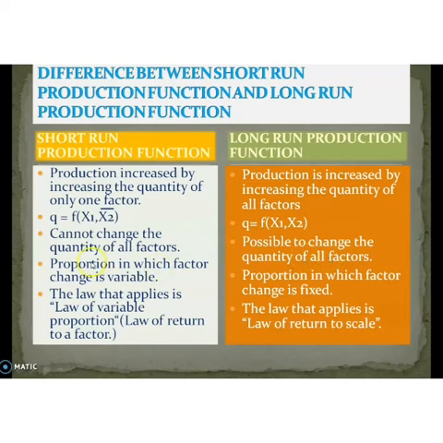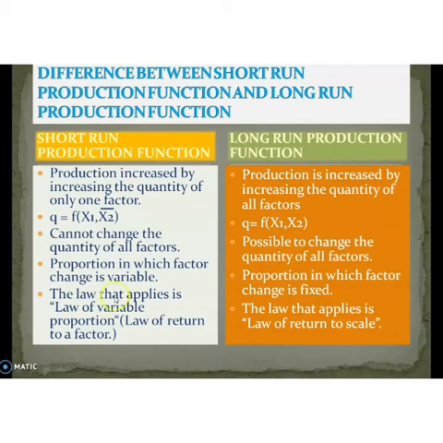Then in the short run production function, the proportion in which factors change is variable, because one factor is fixed and another is variable. So the producer can increase production only by increasing the one variable factor. At the same time, in the long run production function, the proportion in which factors change is fixed. That means the producer can change both x1 and x2 in the same proportion, or in a fixed proportion.